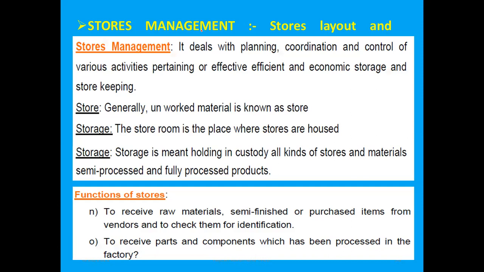Now, to receive the parts and components which have been processed in the factory. So once the raw material is given to the factory area, the materials will get processed. Once the raw materials are converted into finished products, they have been processed in the factory.